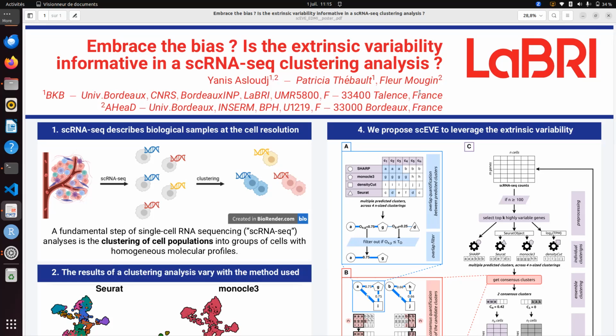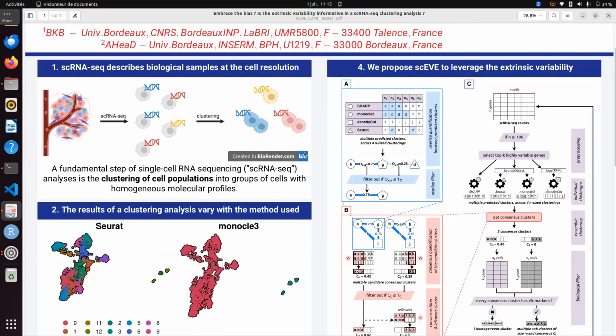And today I'm presenting to you a work entitled Embrace the Bias: is the extrinsic variability informative in a single-cell RNA-seq clustering analysis? So I'm going straight to the point. Usually you do single-cell RNA-seq when you want to characterize a tissue at a cellular resolution.